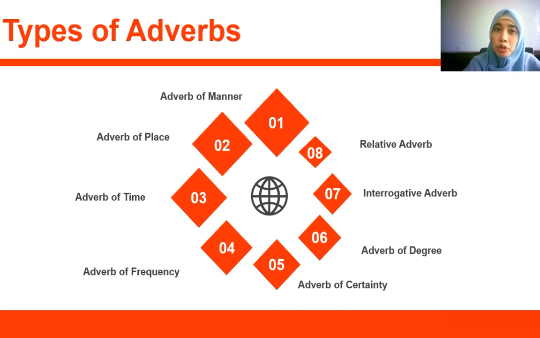Yeah, so we have some types of adverbs and we can categorize them into 8. We have adverb of manner, adverb of place, adverb of time, adverb of frequency, adverb of certainty, adverb of degree, interrogative adverb, and relative adverb. Okay, let's discuss them one by one.